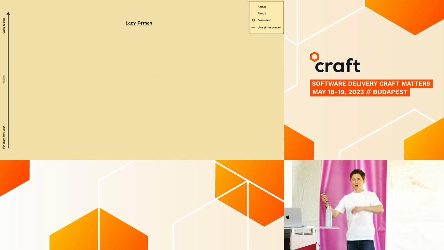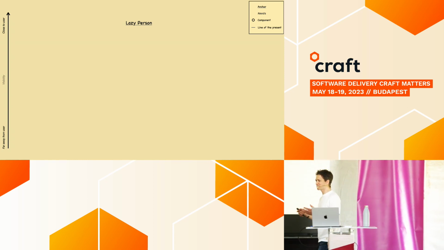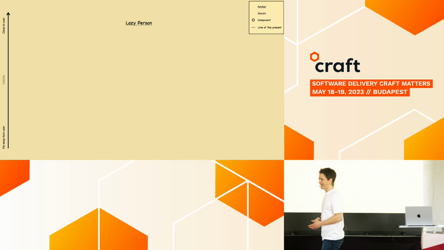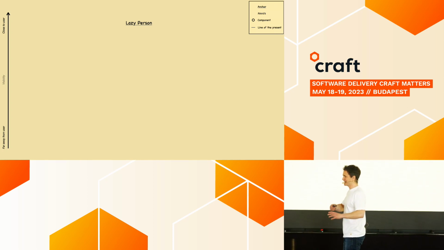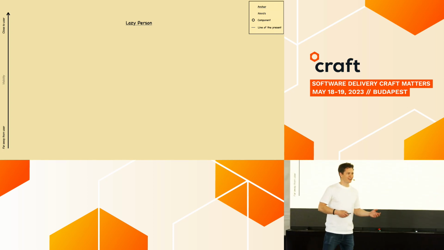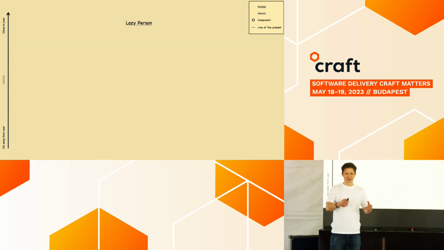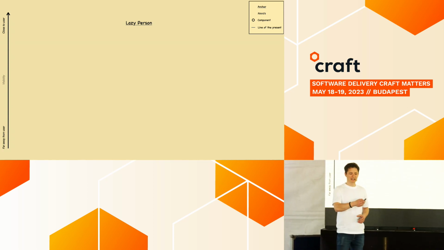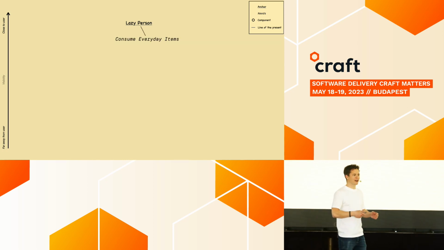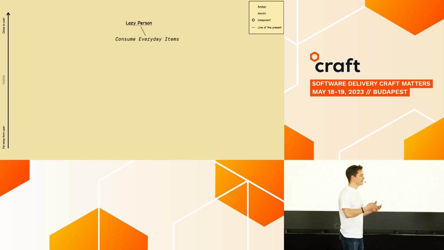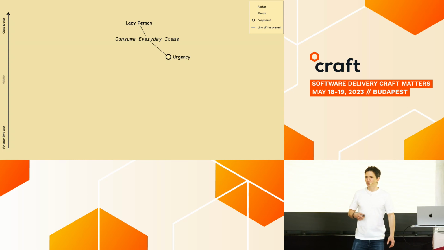So let's go back to Shoppy Floppy, right? Who's our user? Well, it's the lazy person. It's the couch potato that is sitting at home and wants to watch Netflix and eat Ben & Jerry's ice cream all evening and not go to the grocery store anymore, right? So we have a lazy person, and what do they need? Well, they need to consume everyday items, right? And what do they need for that? Well, they need urgency, right?